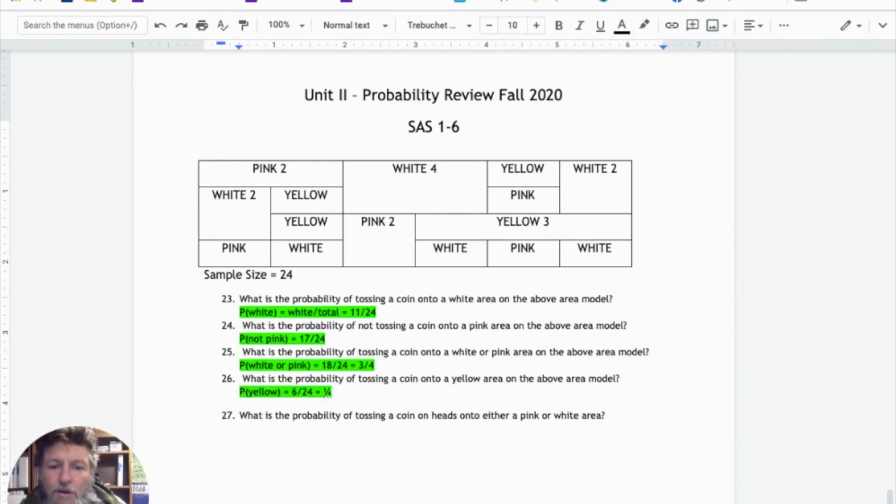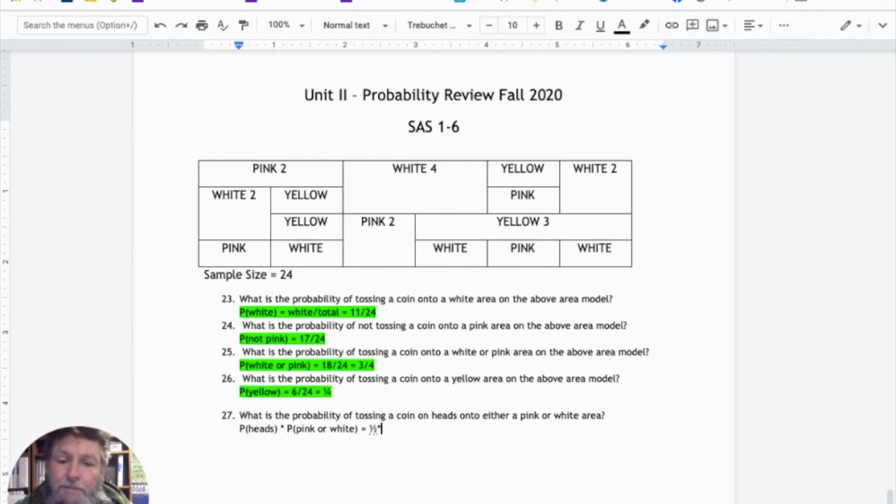What is the probability of tossing a coin on heads onto either pink or white area? So pink or white we already have is 3/4, right? But what's the probability of tossing a coin onto heads? Probability of heads we know is 1/2, right? And we need to multiply that by the probability of pink or white. Well, fortunately, we already did the probability of pink or white. The probability of heads is 1/2. You got heads or tails, the only options, the sample size is 2. And heads is one of the options. The other option is tails.